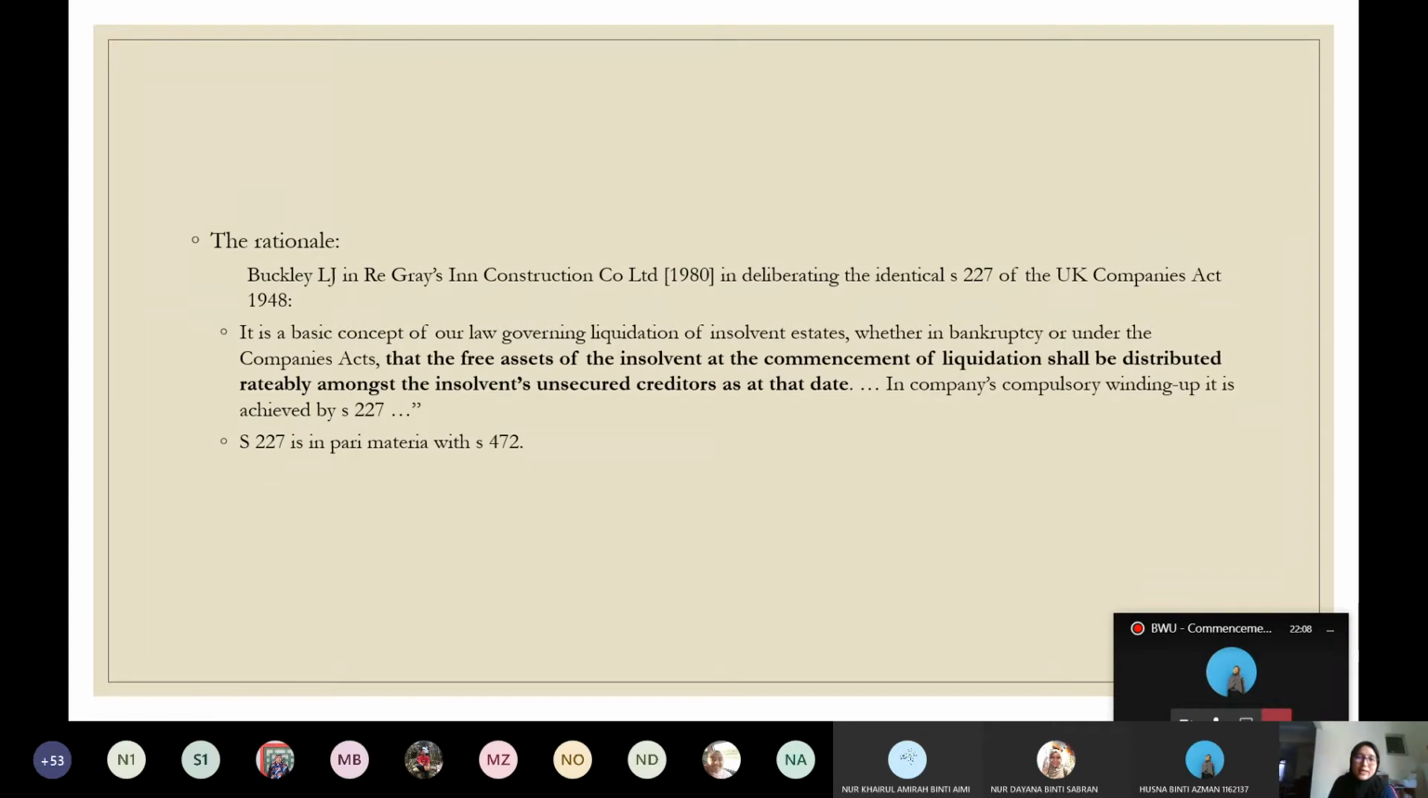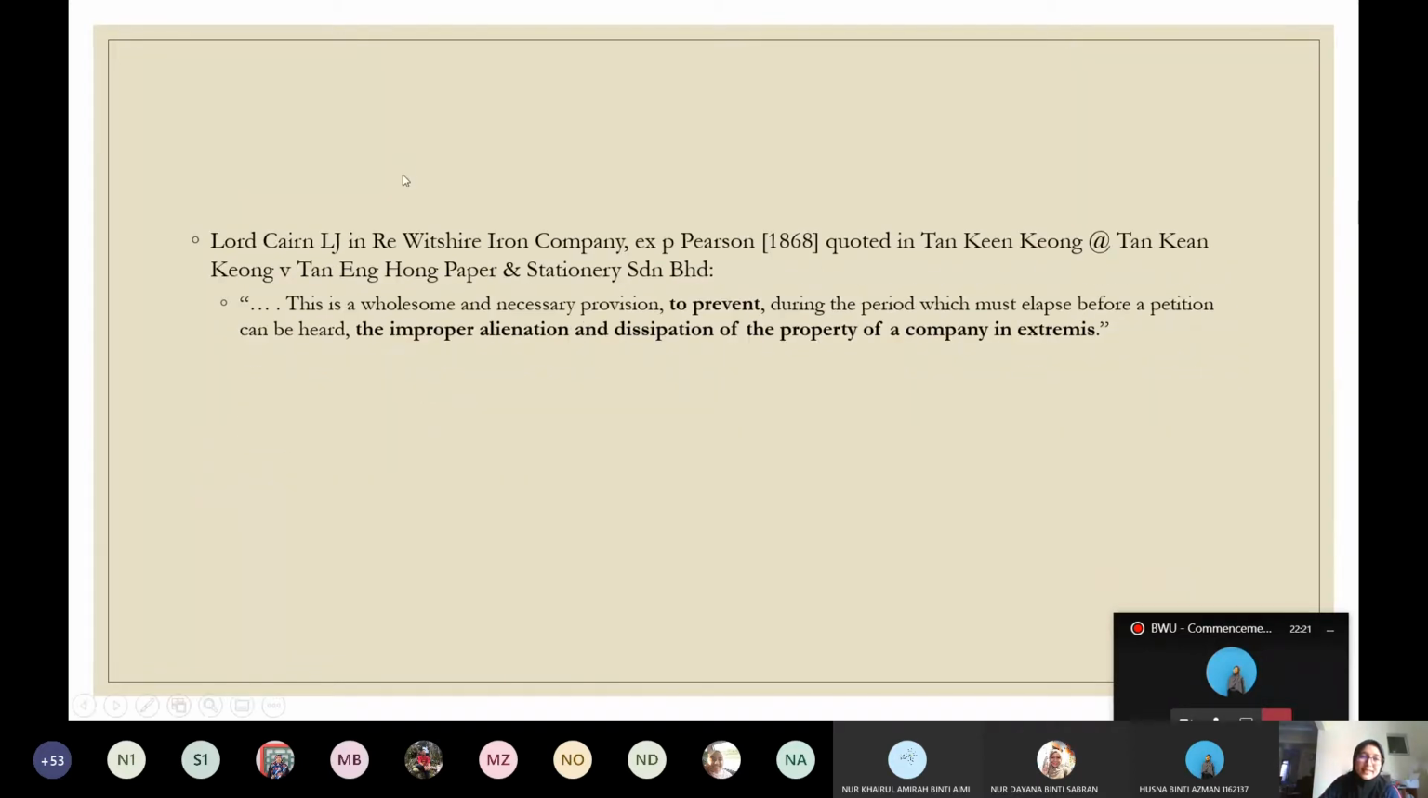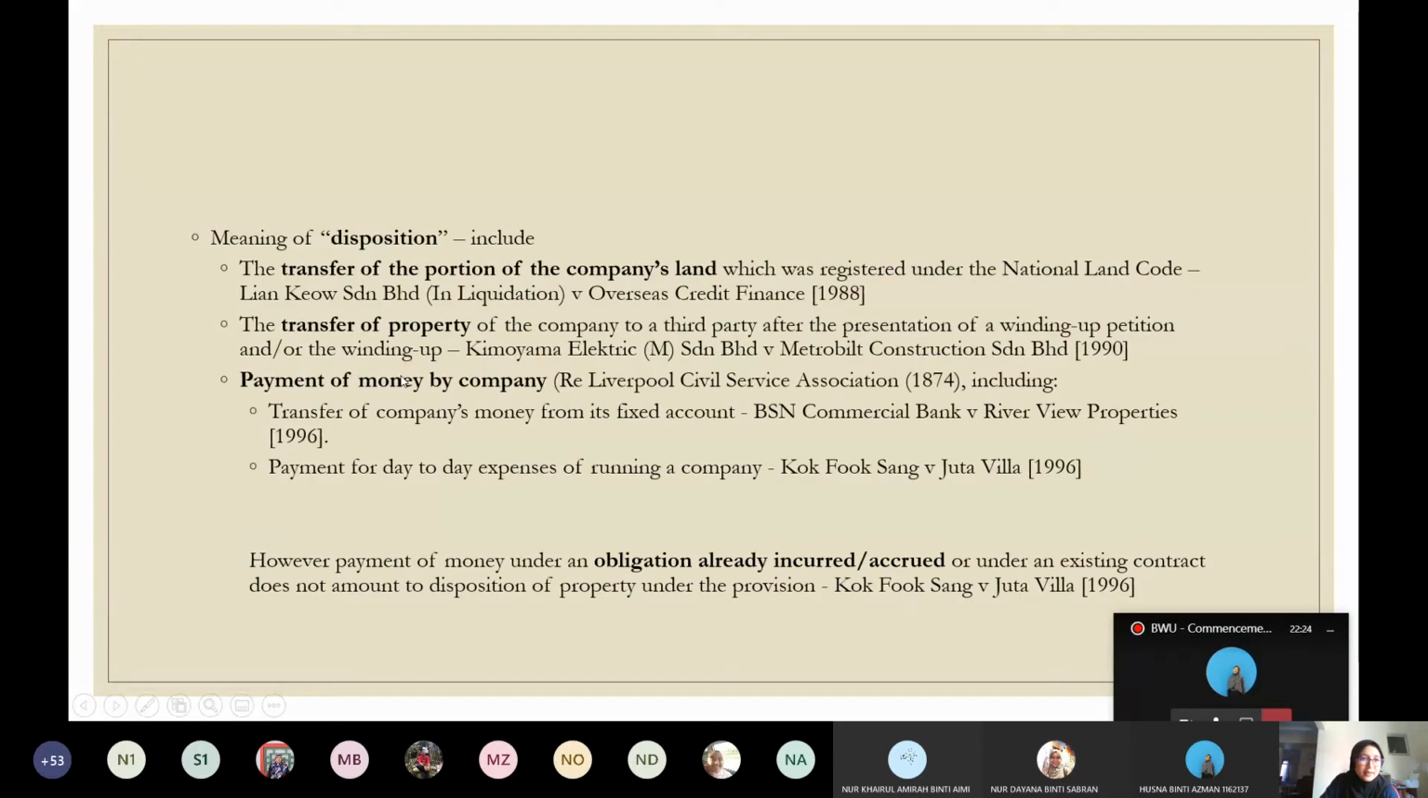So maksudnya kalau ada transfer for example being made on behalf of the company, selalunya intention dia adalah to frustrate the claim of the creditors. So this cannot be done. Okay, so sama dengan bankruptcy. So kita pass je lah. Okay, meaning of disposition.